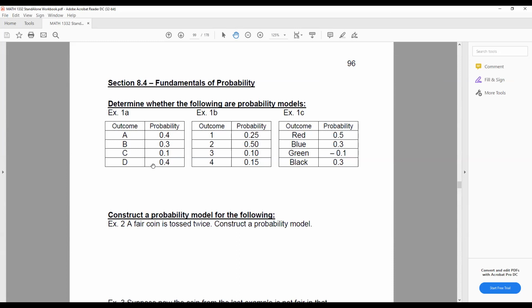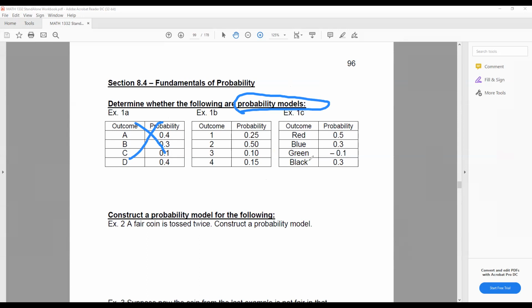The first thing when you have a model, they need to add to 100% or a whole number of 1. If I add 0.4, 0.3, 0.1, 0.4, is that 1 exactly? If it's not exactly 1, then it is not a probability distribution, also called a probability model. That's 0.8, 0.9, that's 1.2, right? So this is not a probability model. Also, you cannot have negative probabilities. It doesn't make any sense, right? So it would be B.